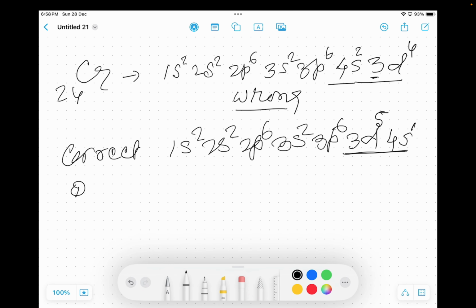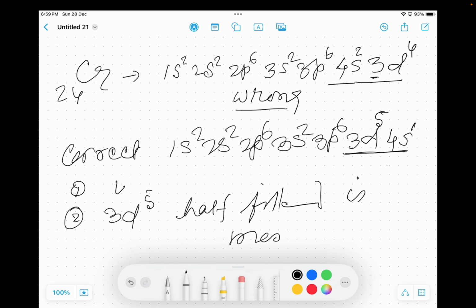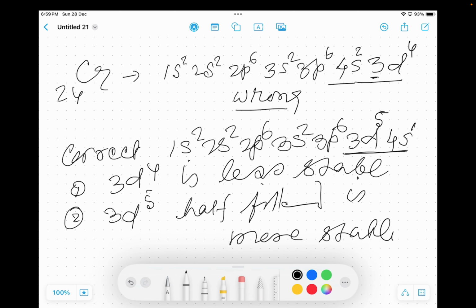Now the second point is, half filled electronic configuration is more stable than other electronic configurations. So 3d5, which is half filled, is more stable, and 3d4 is less stable, because half filled and full filled are more stable.